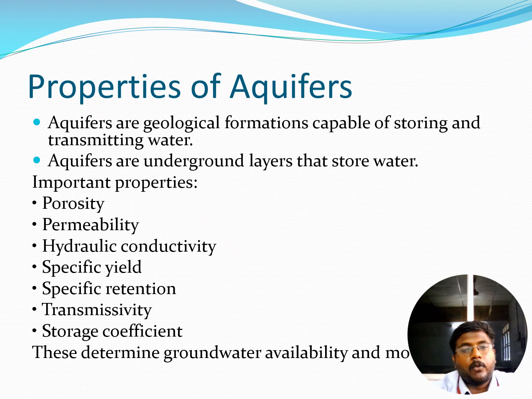Next, we see the aquifer. An aquifer is an underground layer of water-bearing rock or sand that holds and transmits groundwater. It acts as a natural sponge and slowly filters and stores water below the earth's surface. There are seven different properties of aquifers: porosity, permeability, hydraulic conductivity, specific yield, specific retention, transmissivity, and storage coefficient.